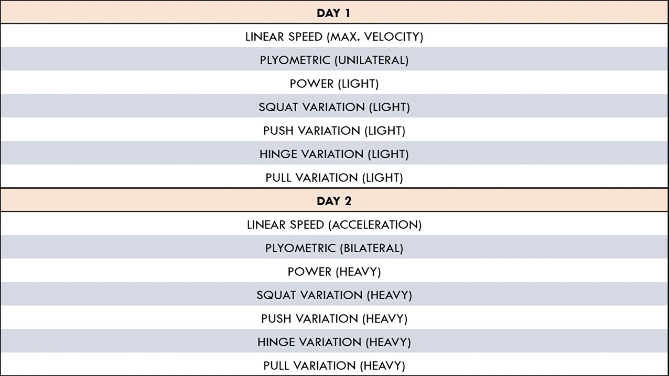So we can see here that each quality is being performed on both days, but the exercises vary slightly in their emphasis. Day 1 will involve maximal velocity linear speed, unilateral plyometrics, lighter loaded power training, and lighter loaded strength training. Whereas Day 2 will involve acceleration focused linear speed training, bilateral plyometrics, heavier loaded power, and heavier strength training.